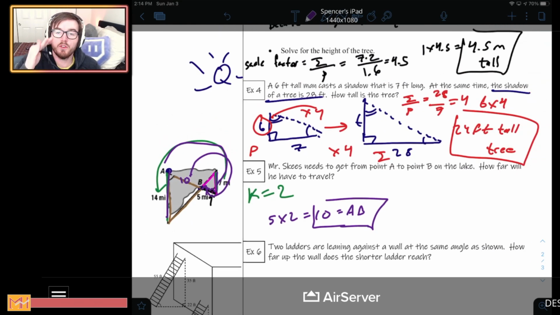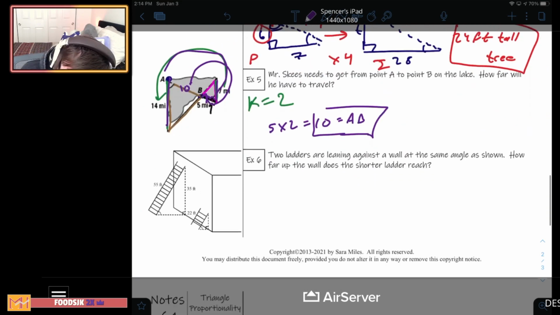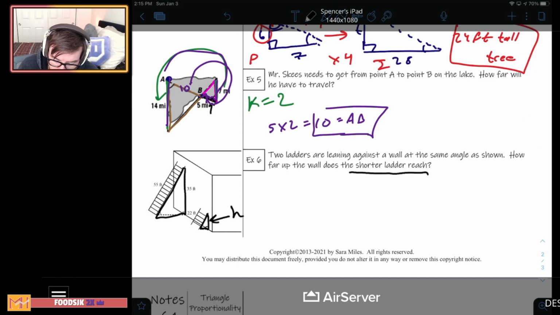So each of these problems, find the scale factor, use the scale factor. Find the scale factor. What is it here? We got a big ladder and a small ladder. All right. The big ladder is 55 feet tall. The small ladder is 22 feet tall. What are we trying to find? How far up the wall does the short ladder go? I'm going to use H for height.